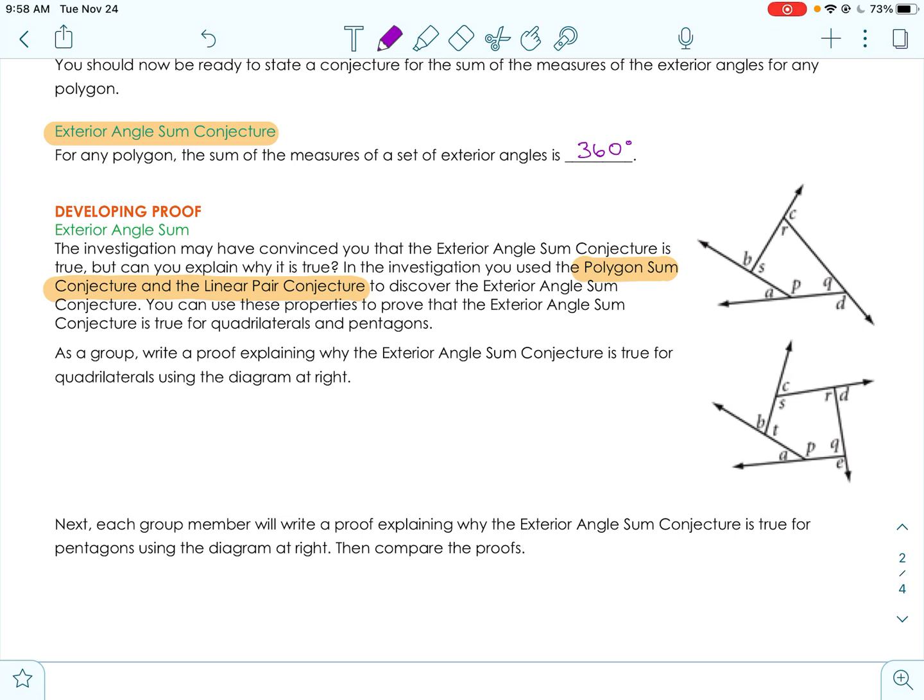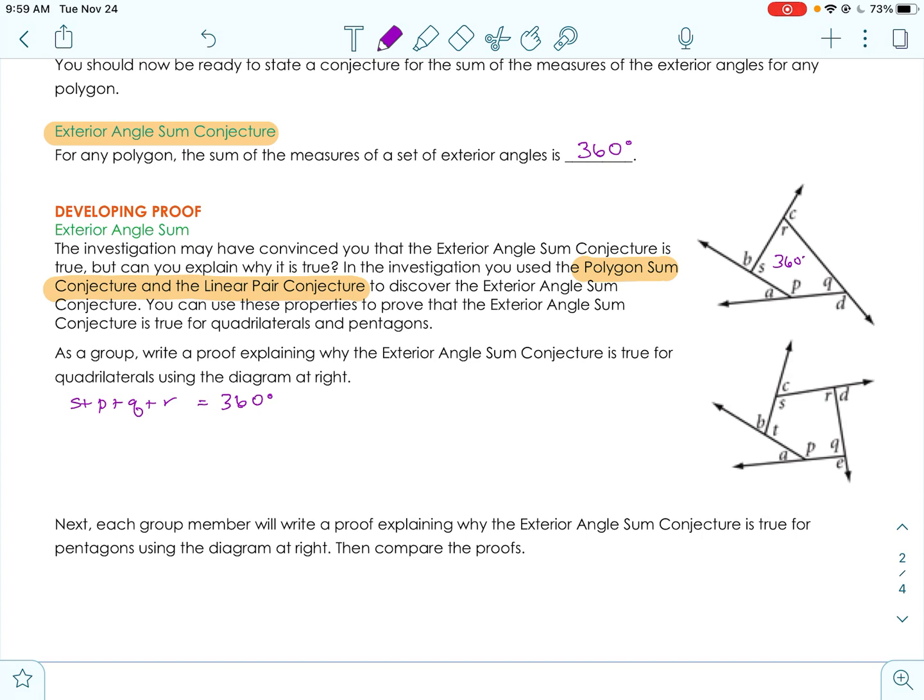This is a quadrilateral, so we know that the interior sum of this quadrilateral is going to be 360 degrees. So we know that S plus P plus Q plus R is equal to 360 degrees. Now, what we want to show is that A, B, C, and D, when you add those together, you get 360 degrees.